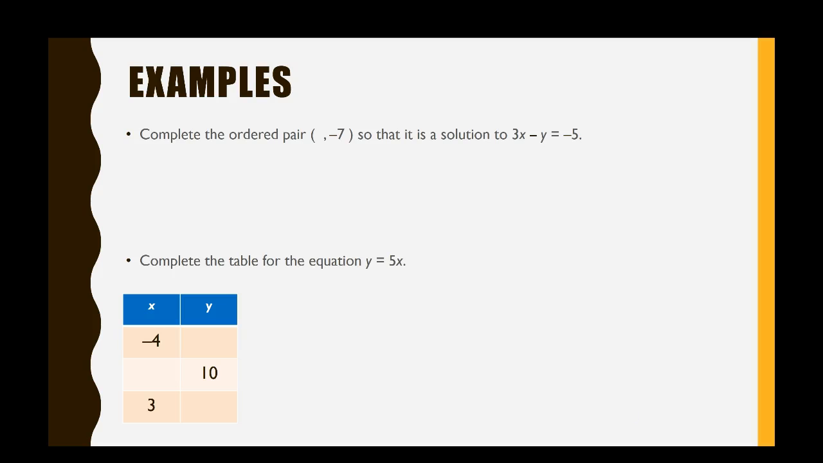So let's complete the ordered pair blank, -7, so that it is a solution to 3x minus y equals -5. So this -7 is the second, so that's the y value. So we're going to put it in for that y. So we have 3x minus, now instead of the y, I'm going to plug in a -7. I'm going to put parentheses around it because it makes it break up that minus and negative.